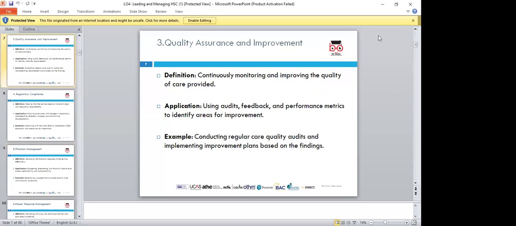Definition: continuously monitoring and improving the quality of care that has been given. In monitoring, its application will be that you use audit trails, feedback, and performance metrics to identify areas for improvement. Example is conducting regular care quality audits and implementing improvement plans based on the findings.